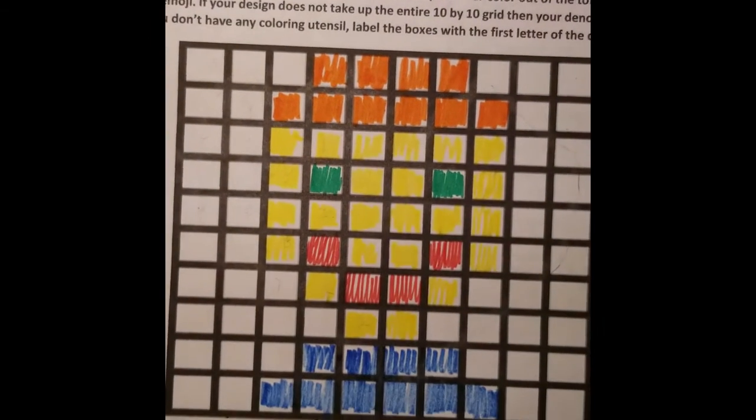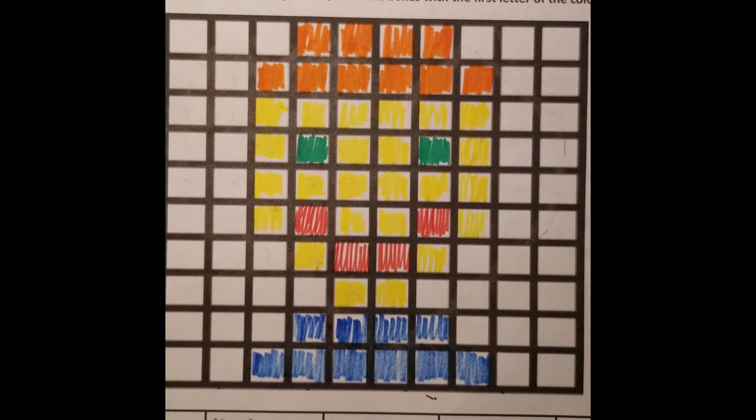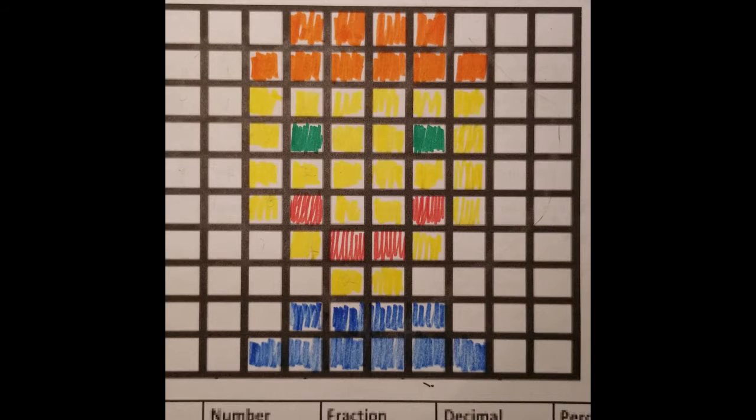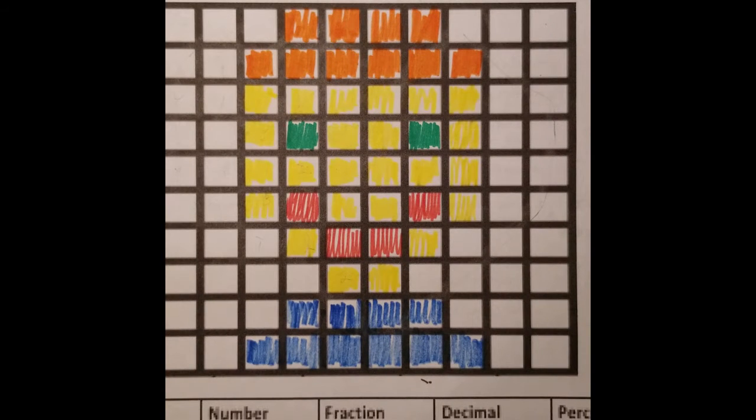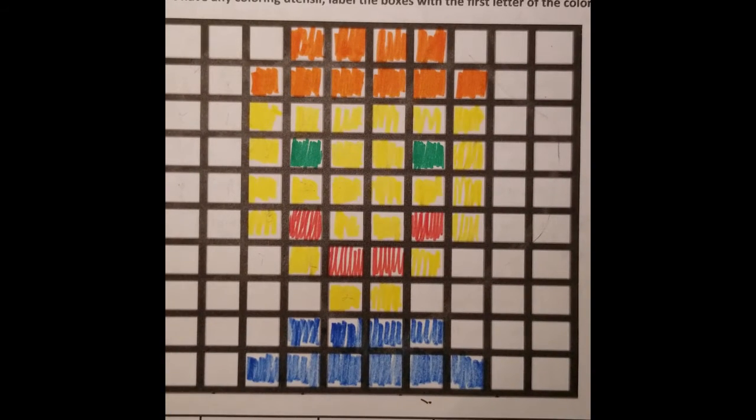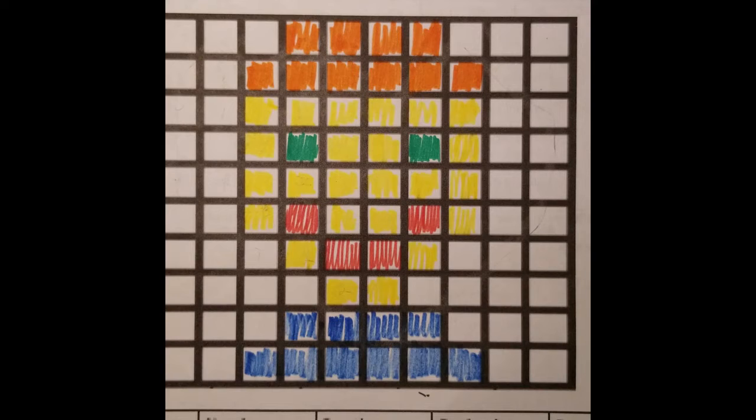Okay, and the last thing you had to do is draw your picture. So this is my picture that I drew. It said you had to use at least 5 colors, so I have 5 colors in here. I've got orange, yellow, green, red, and blue.